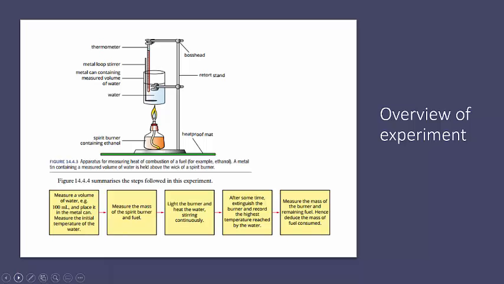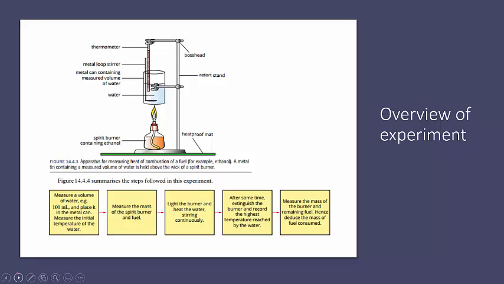Okay, first of all, this diagram over here shows an experiment that we're going to do in class when we're back at school. There's also a video linked to your OneNote that demonstrates how the experiment is carried out. The basic idea is that you use a spirit burner. So you've got the burner, and the first thing you need to do is weigh the burner.